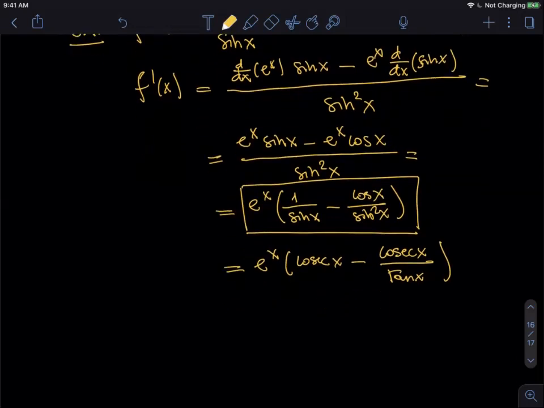Okay, something you can do to practice, you can do this derivative: f of x equals 3x sine of x plus 1.